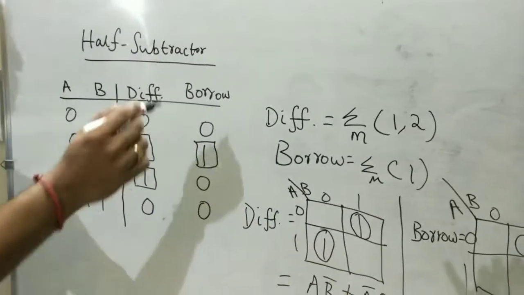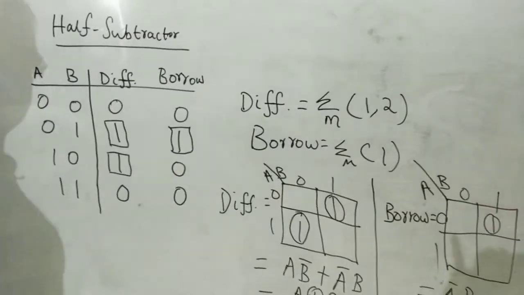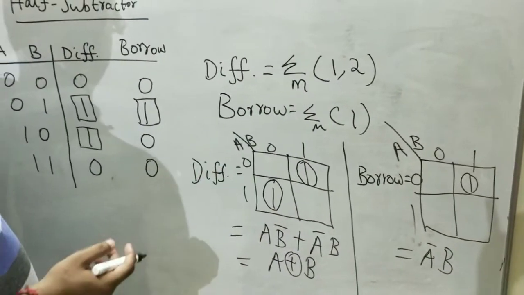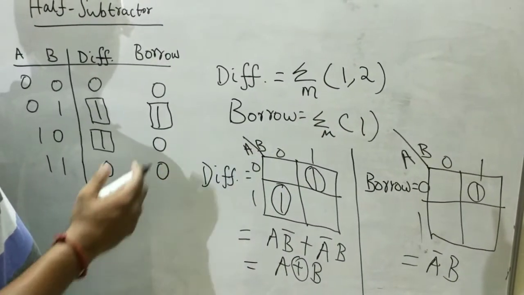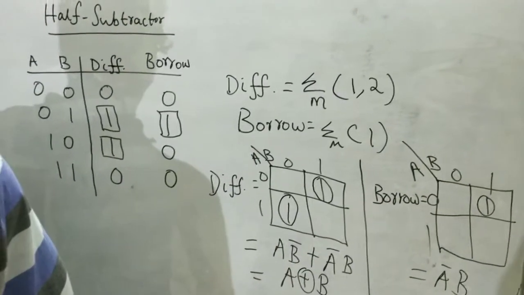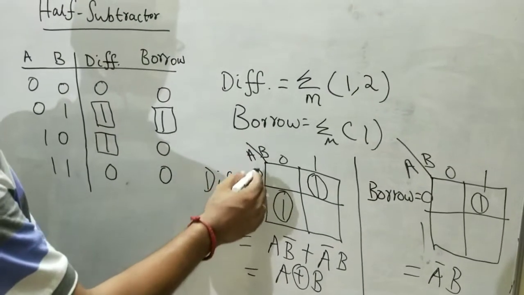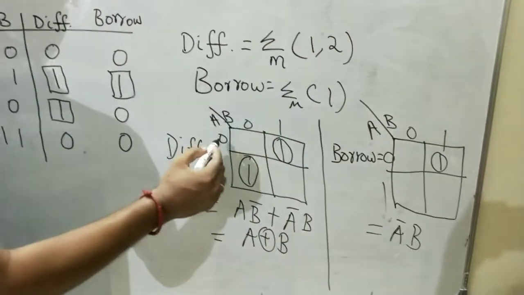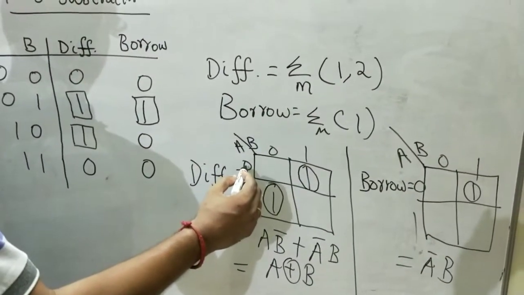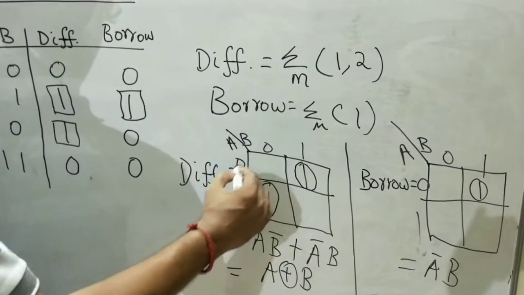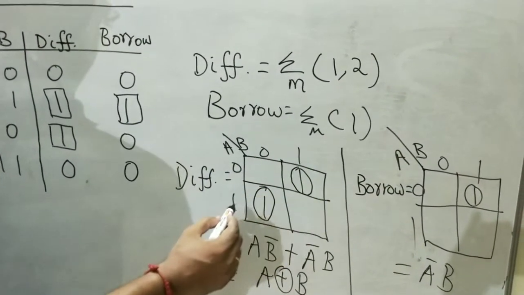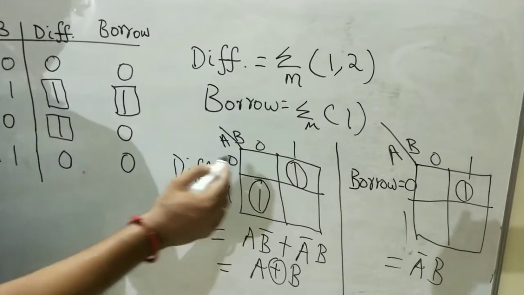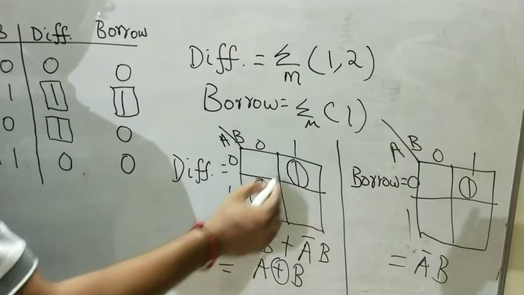Now we are going to simplify it using K-map. Difference 1, 2. So obviously we know that it is going to be a two variable K-map. So A, B, 0, 1, 0, 1. So for difference, what are the terms? 1, 2. First one we need to plot. 1 is nothing but 0, 1, so we plot 1 here. And 1, 0, we plot 1 here. So we cannot form a pair, so we are selecting individually.